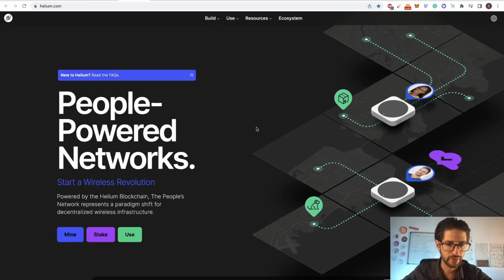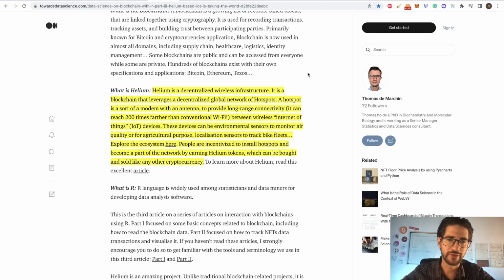But what is Helium? Helium is a decentralized wireless infrastructure. The best definition for Helium is a decentralized wireless infrastructure. It is a blockchain that leverages a decentralized global network of hotspots. A hotspot is a sort of modem with an antenna to provide long-range connectivity. It can reach 200 times further than conventional Wi-Fi between wireless Internet of Things devices. These devices can be environmental sensors to monitor air quality or for agricultural purposes, localization sensors to track bike fleets, and everything that you want to see. We are going to explore the ecosystem after this.